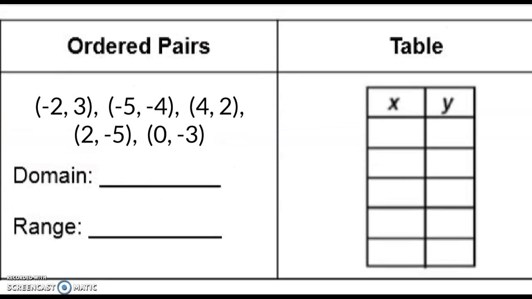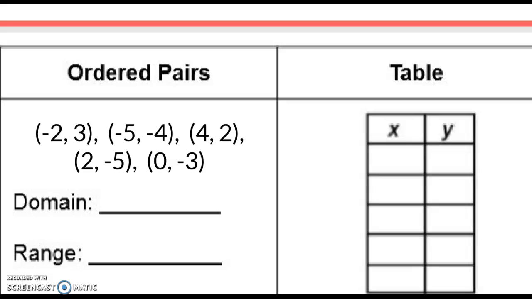So let's just go over a couple of different ways we can show a relation. The first way is with ordered pairs, and that's what we see right here to start out with. So we have (-2, 3), (-5, -4), (4, 2), (2, -5), and (0, -3). This is a relation. It's just a set of points.